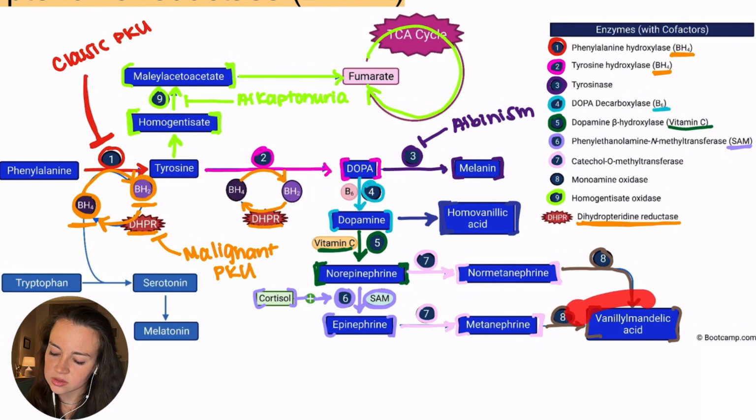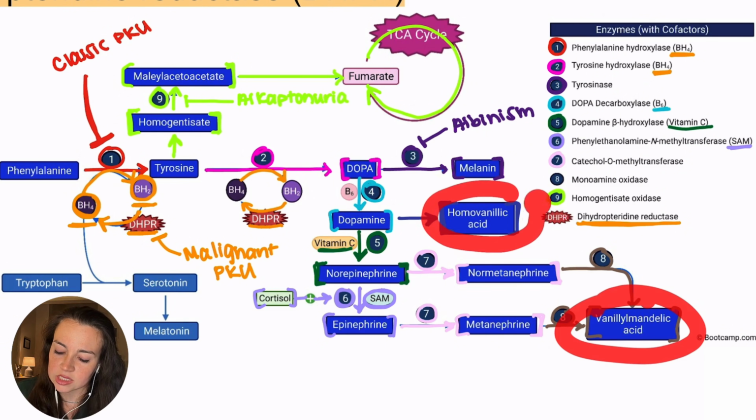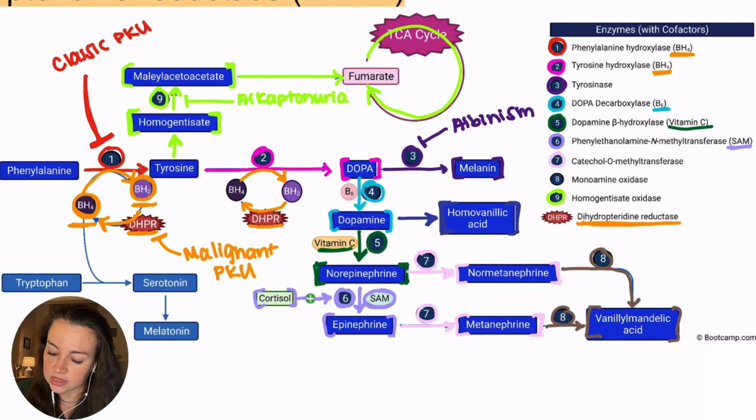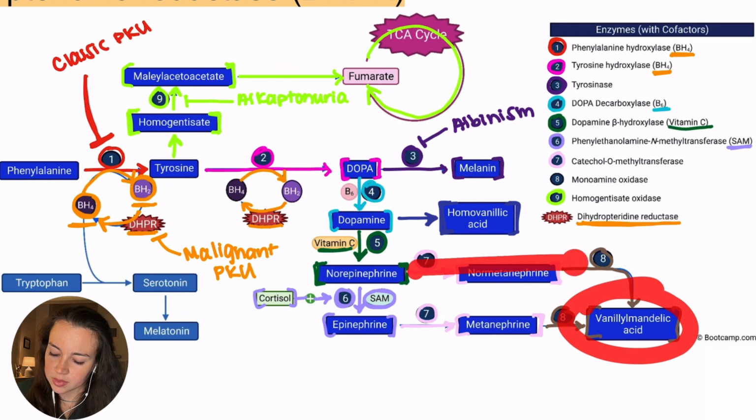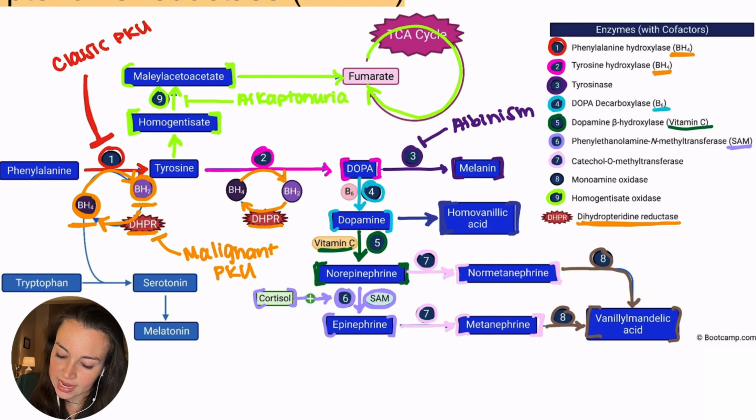So a little confusing, sounds the same, but not the same as the homovanillic acid. Vanillyl mandelic acid comes from the breakdown of catecholamines. And that is mediated by enzyme 8 here, monoamine oxidase.